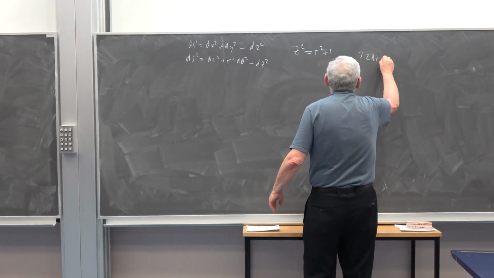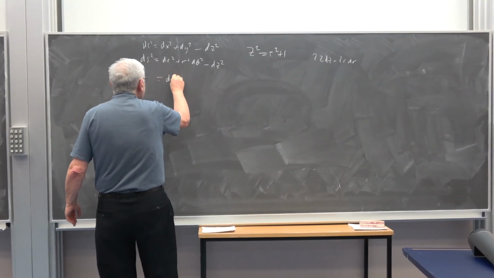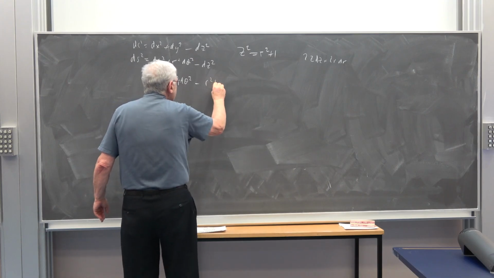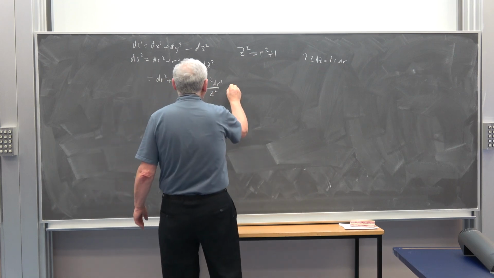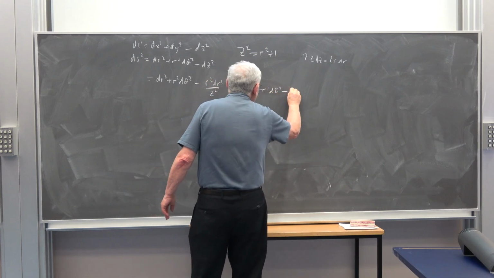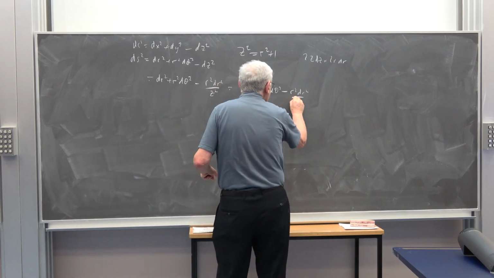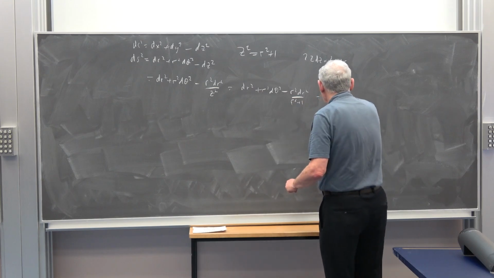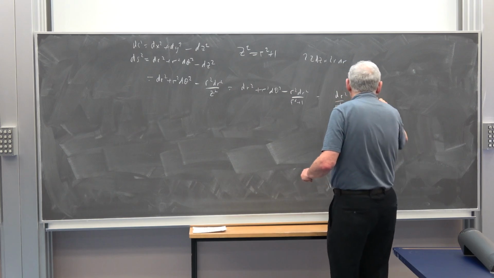So 2z dz is equal to 2r dr, and therefore I can write this as dr² plus r² dθ² minus dz², which is r² dr² over z², and that's equal to dr² plus r² dθ² minus r² dr² over z², which is r² plus 1. And you just complete the algebra, r² plus 1 minus r². So you get dr² over r² plus 1 plus r² dθ².